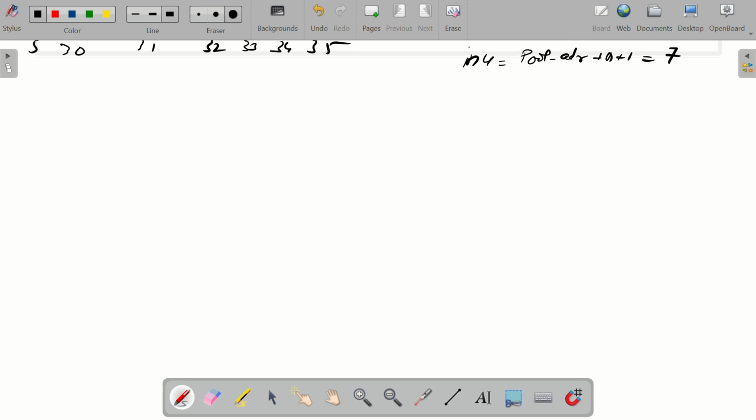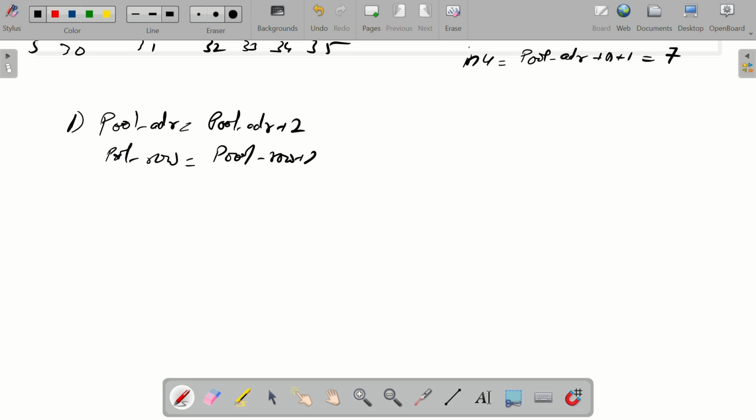Now we'll take a look at the first iteration. Okay, first iteration after reset is asserted. What happens? I know my equations: pool address is pool address plus 2, and pool row is pool row plus 2. These are the equations. So that is basically for the first iteration. Since my pool address was 0 initially, it will become 2, and pool row was also initialized to 0, so this will also become 2. So what will be my pool in value? I know my pool in value is equal to pool address, so that is 2.